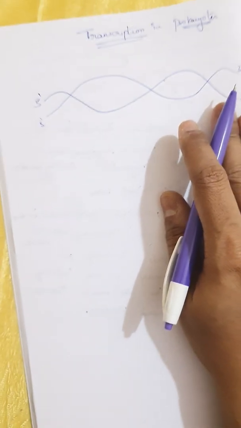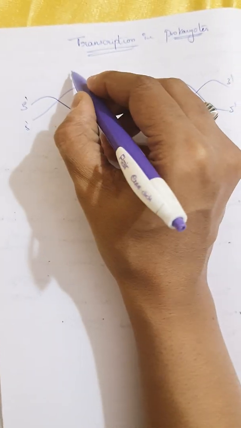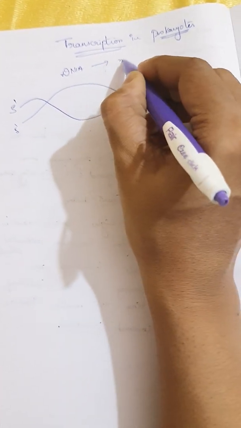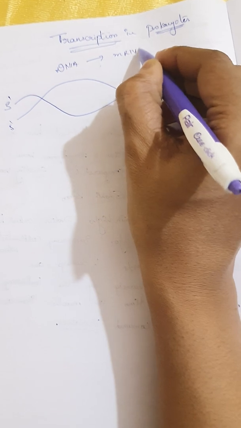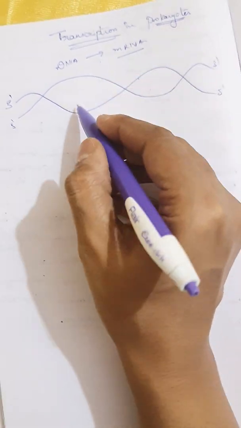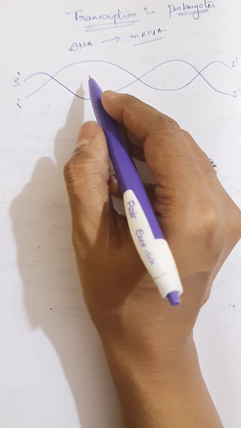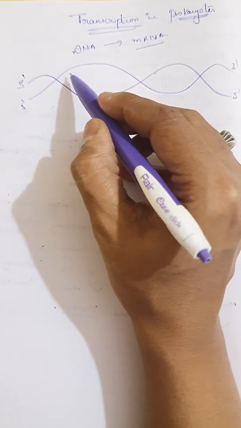So in this session we will talk about transcription in the prokaryotes. Everybody knows what transcription is. It is the transfer of information from DNA to mRNA. So here we know that mRNA is being synthesized from the DNA strand. When the DNA is synthesizing an mRNA, it follows some rules and regulations.